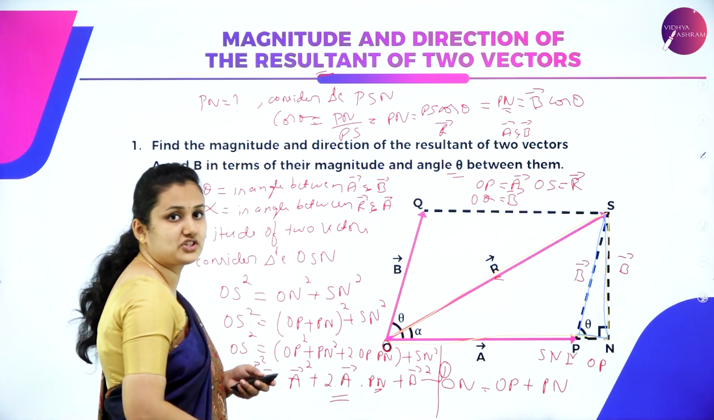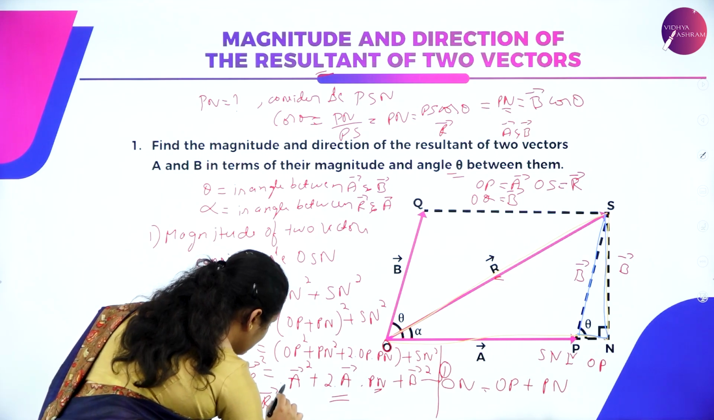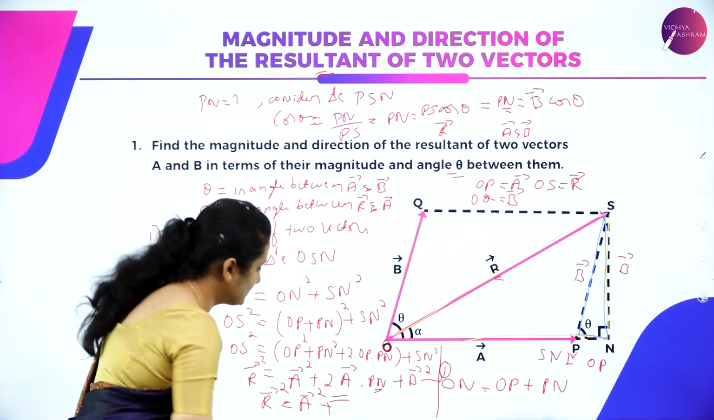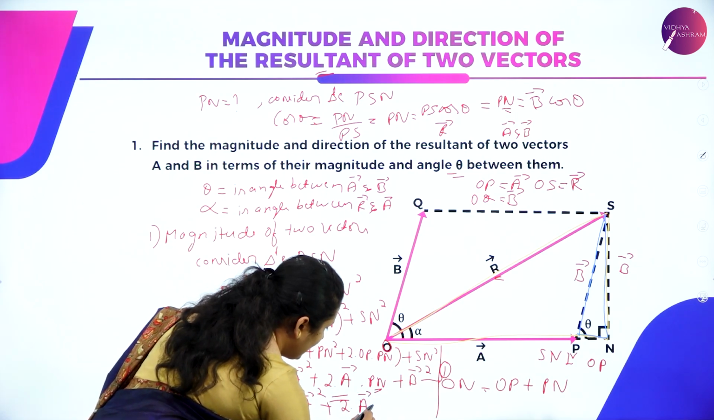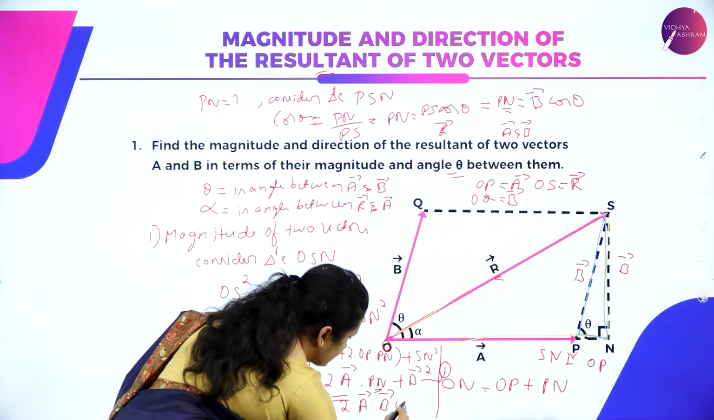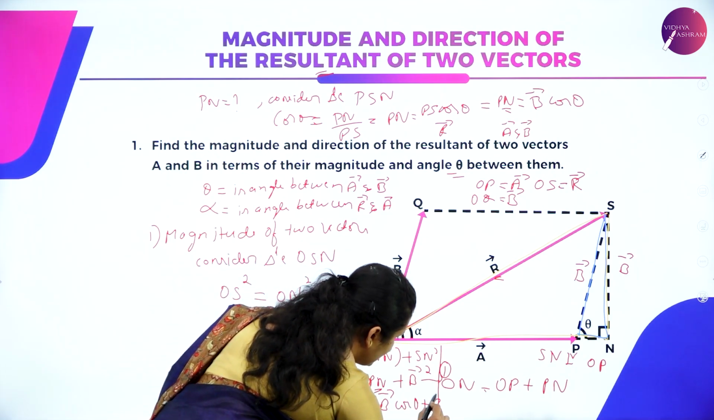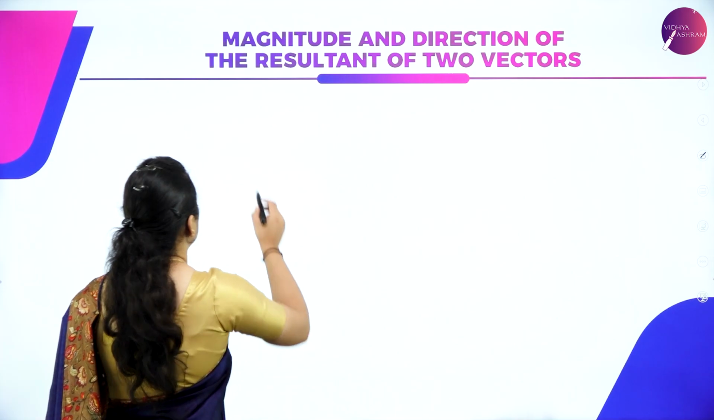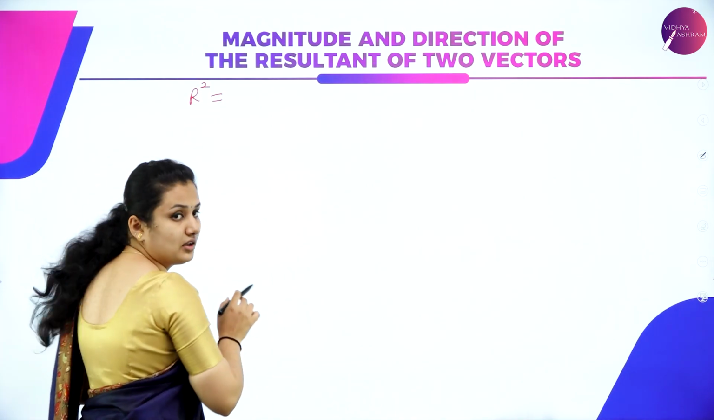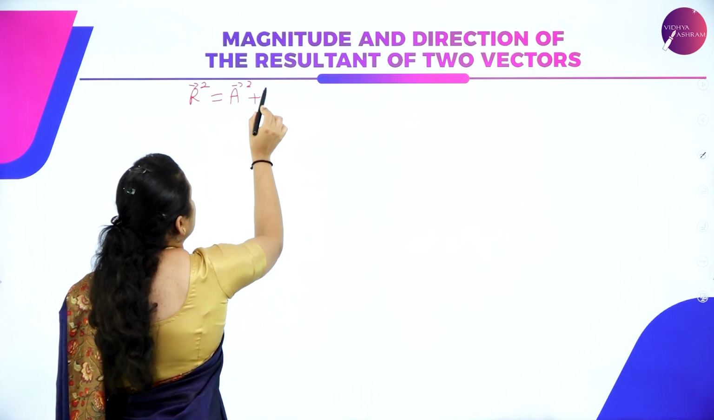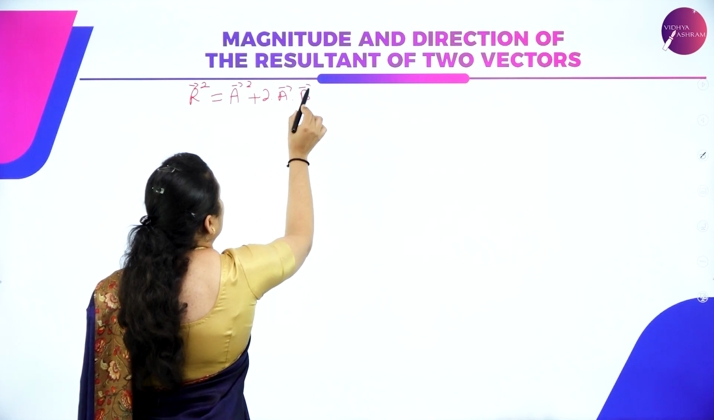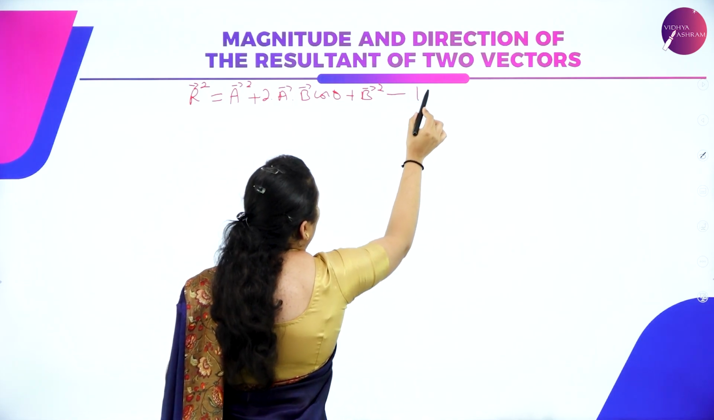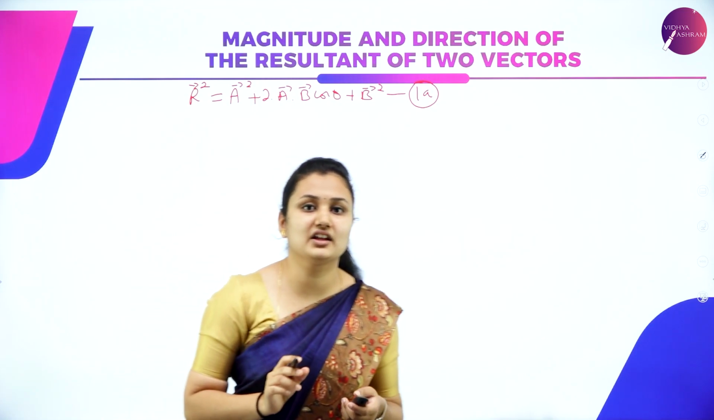So substitute that in your equation 1. So what will you get? R vector square is equal to A vector square plus 2 into vector A. What is PN? Vector B cos theta, plus B square. So this is the magnitude of two vectors. Magnitude R square is equal to A square plus 2AB cos theta plus B square. So this is your equation 1A, the equation for the magnitude of two vectors.